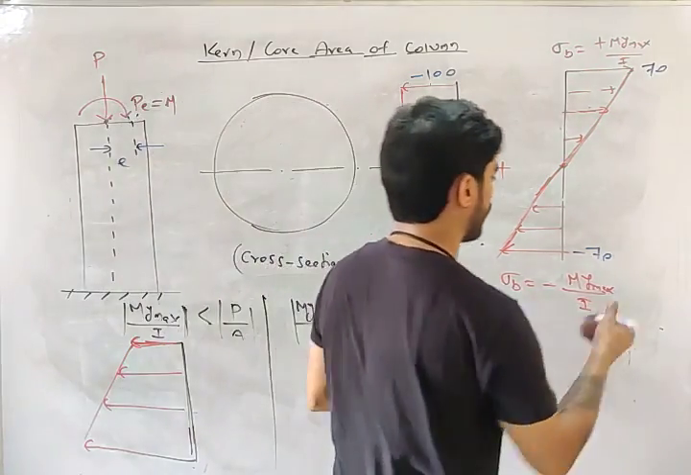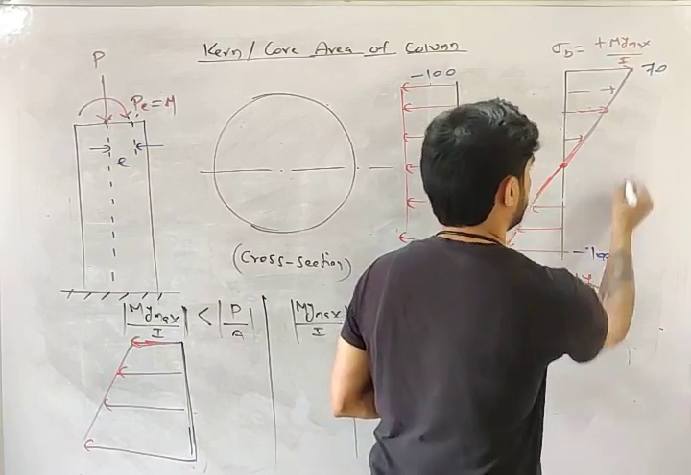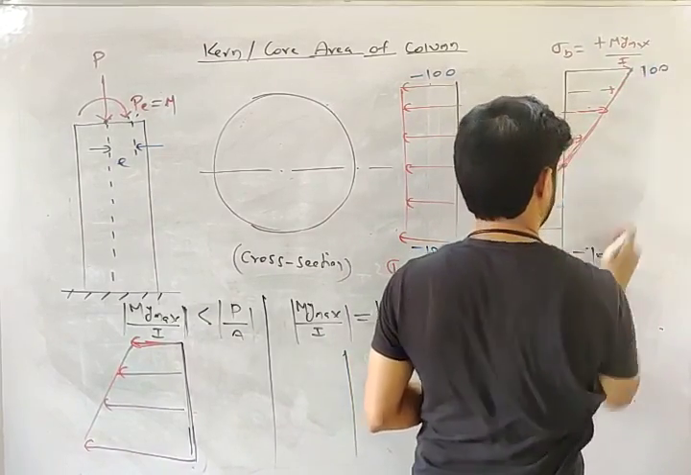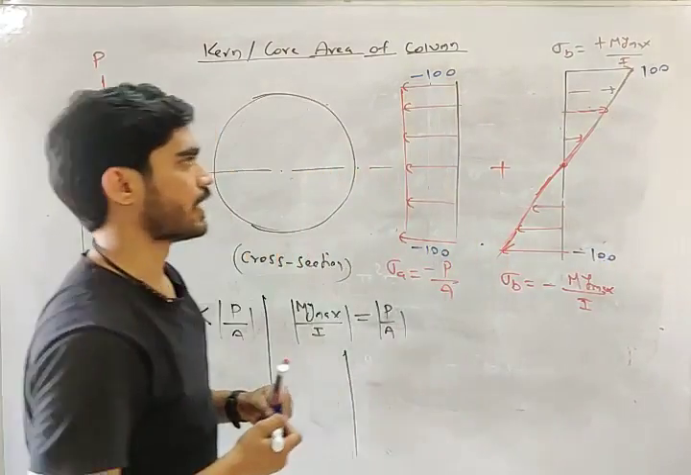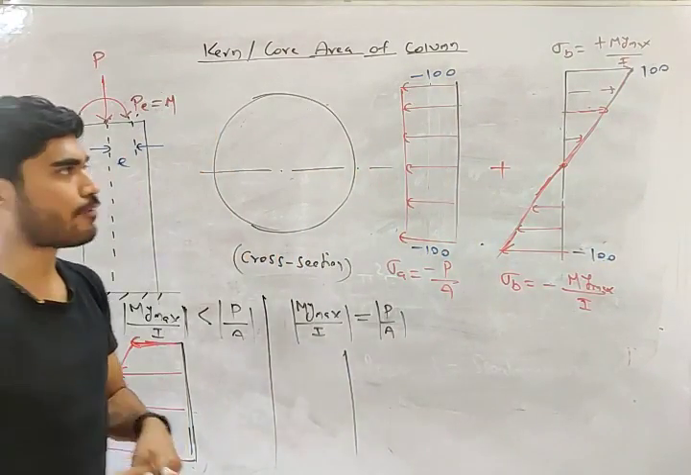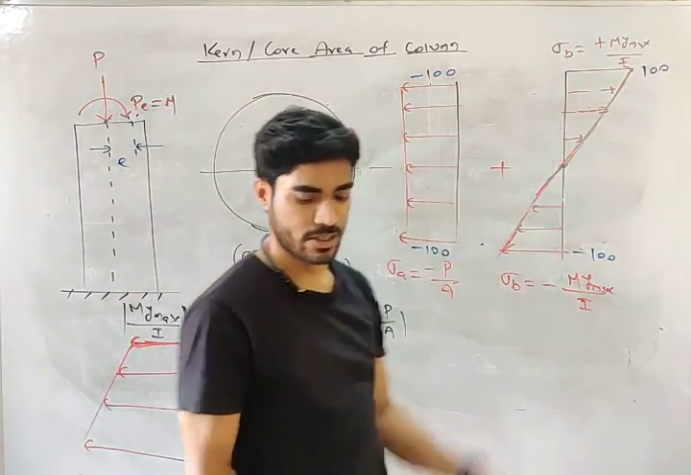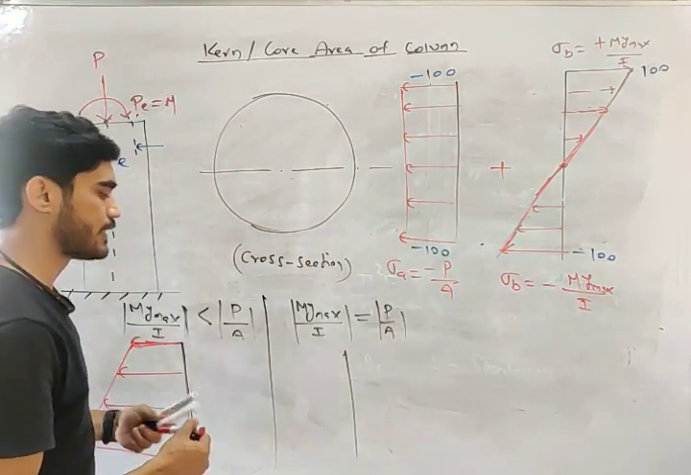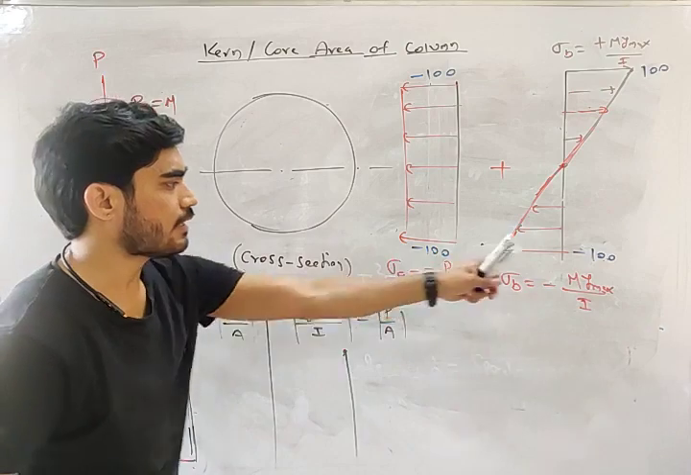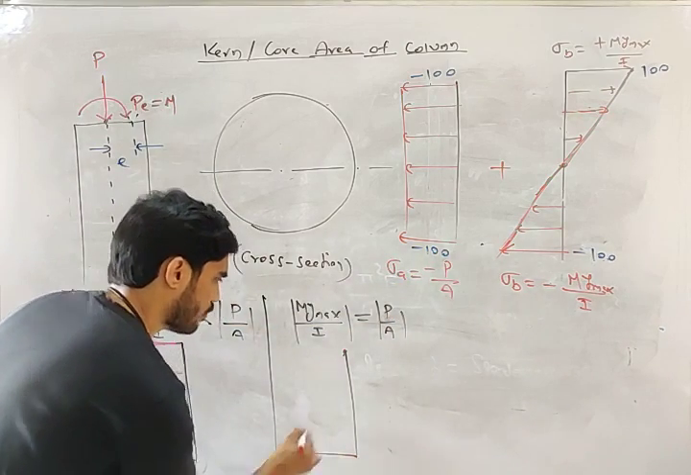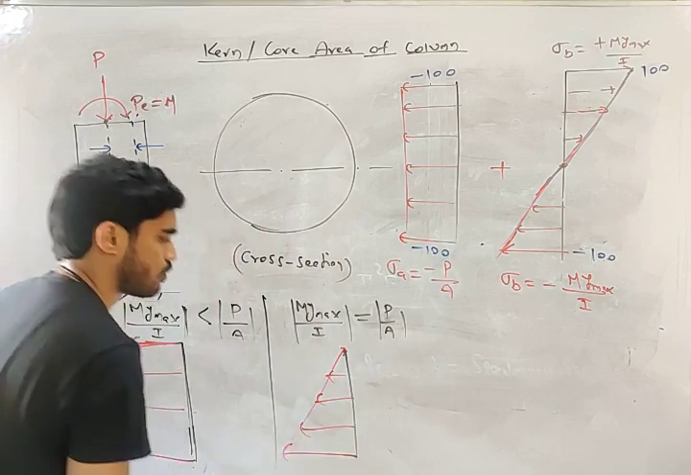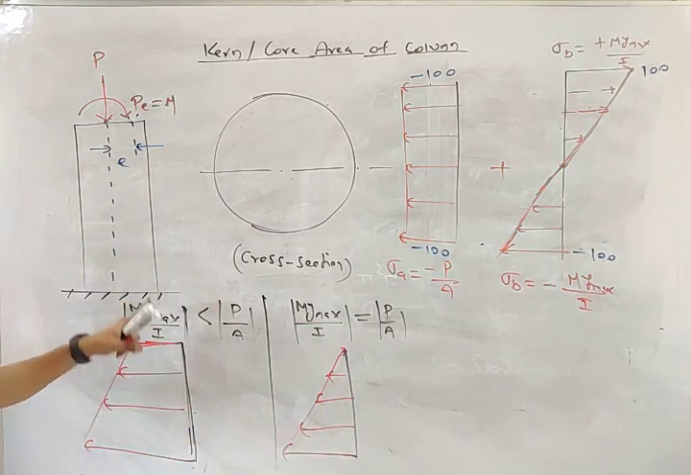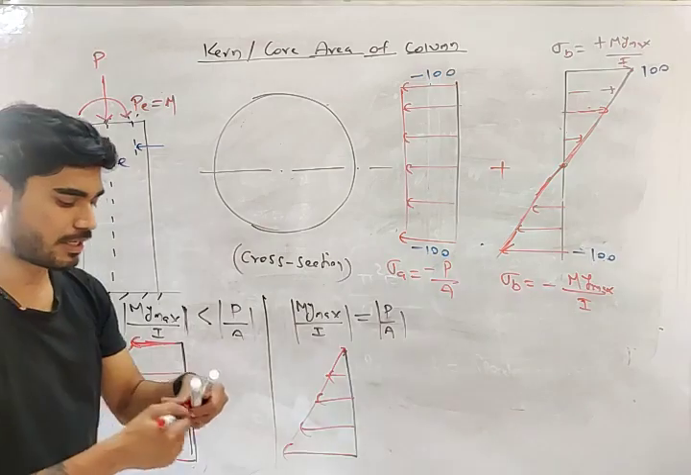Let's say this is also plus 100 and minus 100. This is minus 100 completely, but it is plus 100 here, minus 100 here. So what you will get? At top, minus 100 plus 100, 0. At top you will get 0, and at bottom you will get minus 200, compressive. So at top it will be 0, at bottom minus 200, completely compressive. Here also completely compressive.